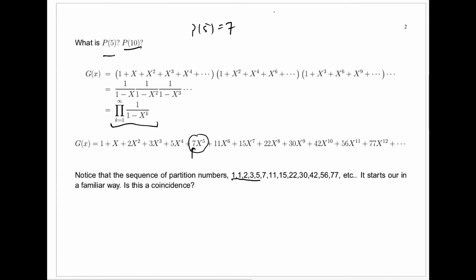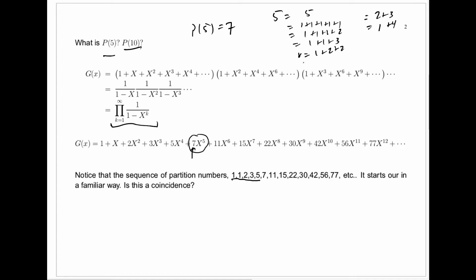We can check that. How can we write the number 5? Well, we can just write it in one way as 5, or we can write it as 1 plus 1 plus 1 plus 1 plus 1. We can write it as 1 plus 1 plus 1 plus 2. We can write it as 1 plus 1 plus 3. We can write it as 1 plus 2 plus 2. Or we could write it as 2 plus 3. Or we could write it as 1 plus 4. We have 7 ways here.